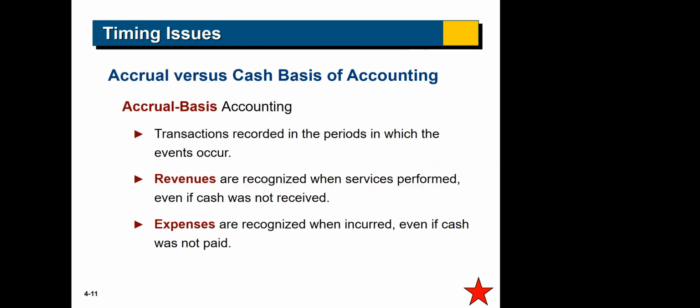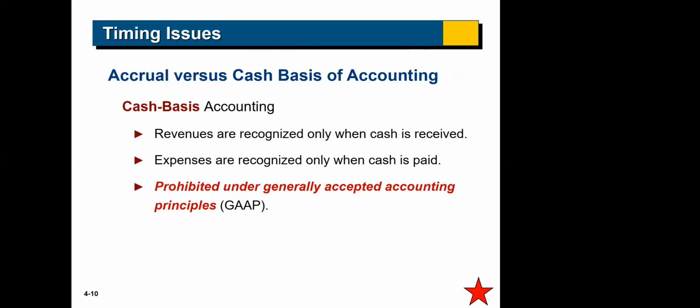Okay, so the reason why we do adjusting entries, or what's called accrual accounting, is to make sure that these two things are always true: that revenues are recognized when the services are performed, even when cash is not paid, and that expenses are recognized when they're incurred, even if we haven't paid for them. That's why we do all these.